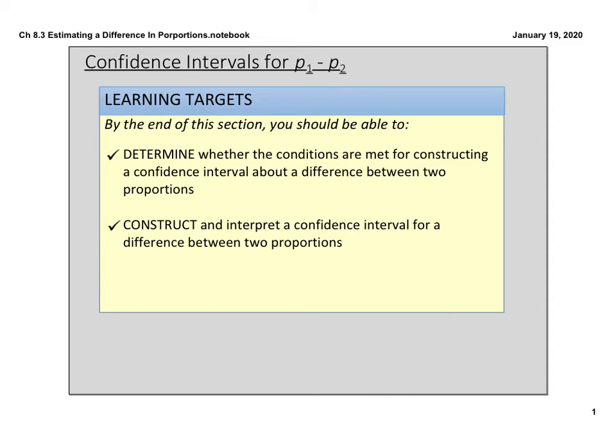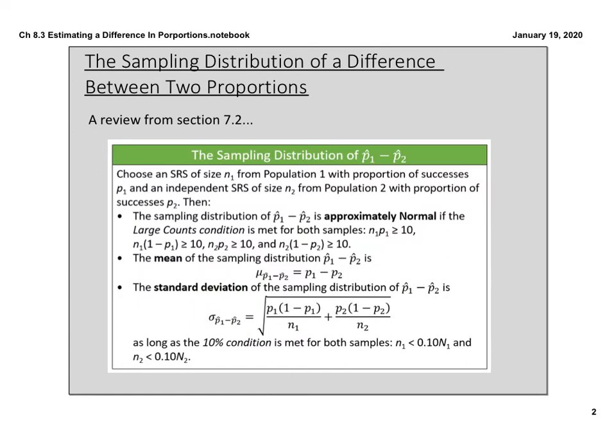In section 8.3, we're going to start looking at calculating a confidence interval for two proportions, for two samples. So we want to talk about the conditions and talk about how we would calculate that confidence interval. So the sampling distribution of a difference between two proportions.